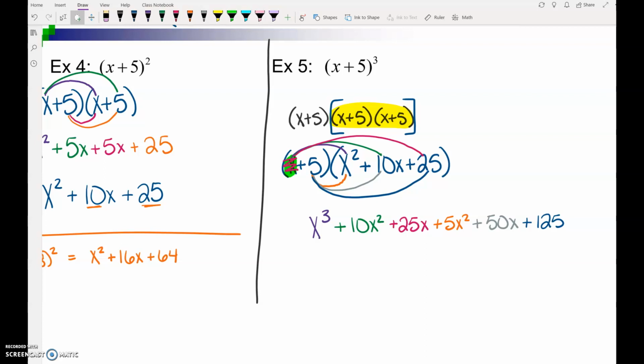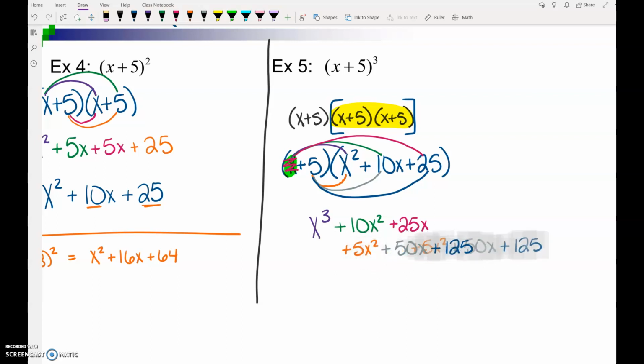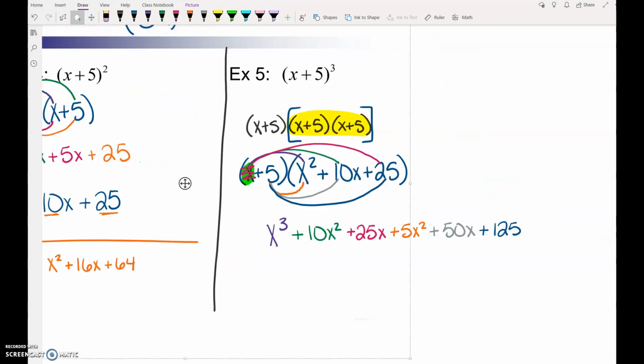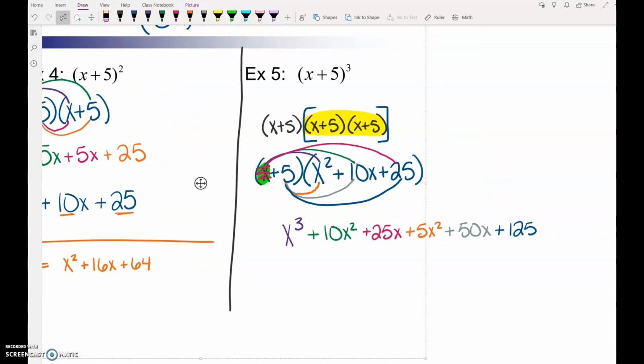If you wanted to, once you start distributing that second portion, you could put those underneath so that the terms match up vertically, so it'd be easier to combine your like terms. I usually forget to do that. I always write it out horizontally, but you could stack the terms that are the same underneath the previous terms if you wanted to. Anyway, once you're done multiplying it all out, now we need to combine like terms.